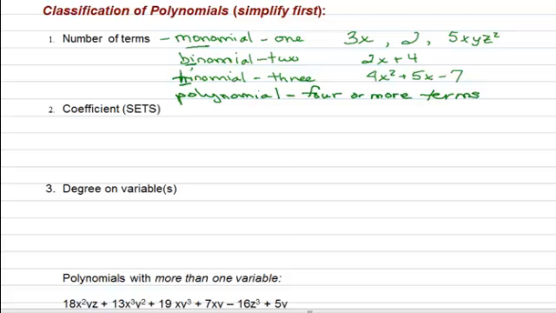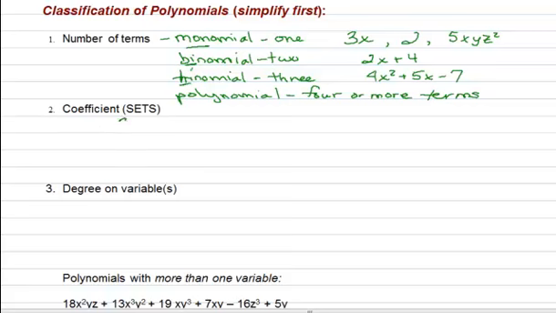The next way we classify polynomials is based on set, and this goes back to the same idea of when we talked about sets quite some time ago. And when we talked about sets, we knew that there are small sets, and then there are sets that include smaller sets. The real numbers include the rational and the irrational, and so on and so forth.